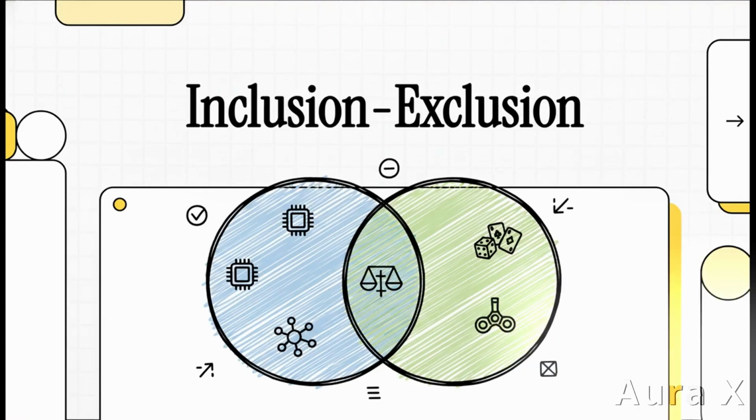Hey everyone, today we're going to break down something called the inclusion-exclusion principle. Now that sounds super formal, but really, it's just a powerful way to count things accurately when they start to overlap. It's all about making sure we never count the same thing twice. So let's see how it works.